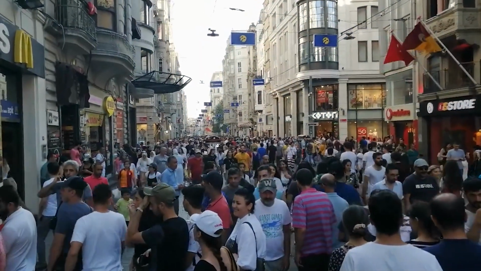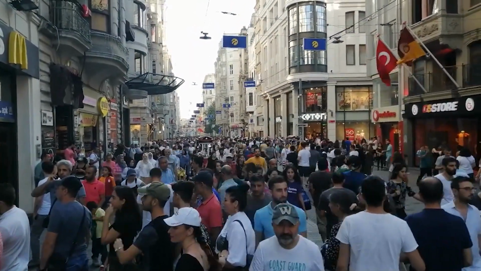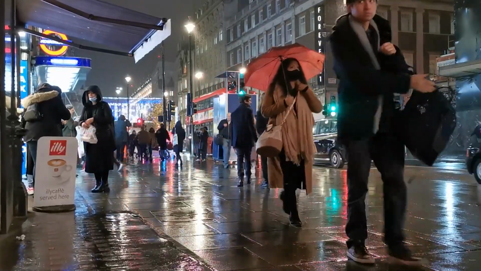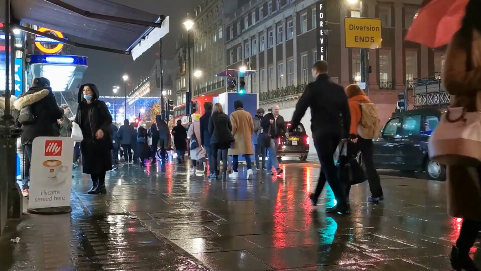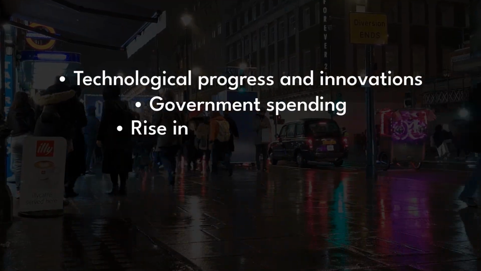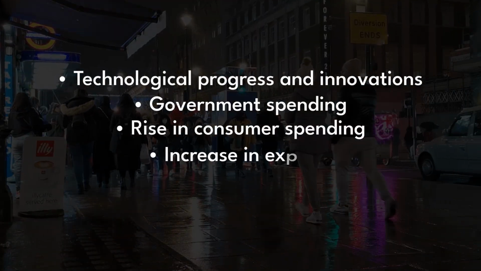If the population of a country rises, GDP growth could be attributed to population growth. Conversely, if a country's population remains stable and GDP rises, it could be due to technological progress and innovations, government spending, or a rise in consumer spending, or an increase in exports.